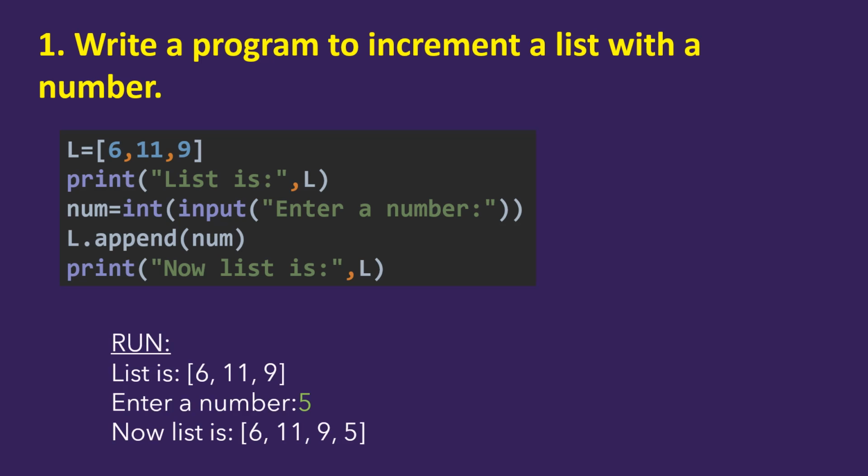This is like this. Initially the list was having 3 elements. Now you have entered one more number, which is appended at the end of the list. So this is how a list can be incremented by a number. And if you want to put it in a loop, that means it will be incremented as many times as the user wants. You can give a number and increase the length of the list. In that case, you have to put it in a while loop.